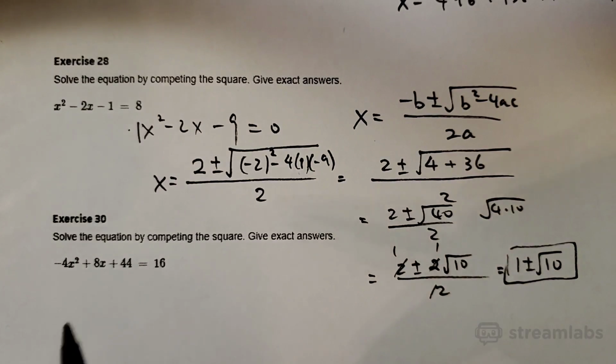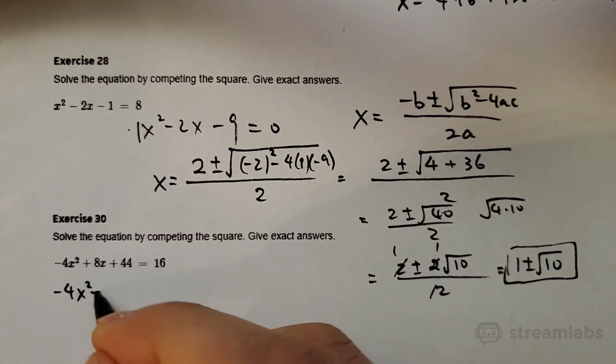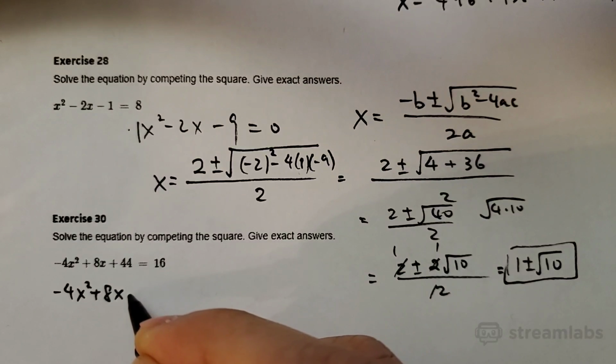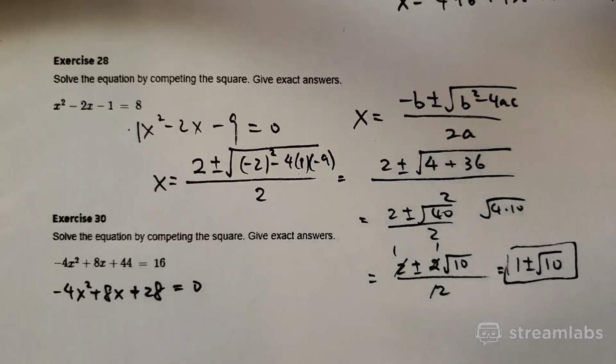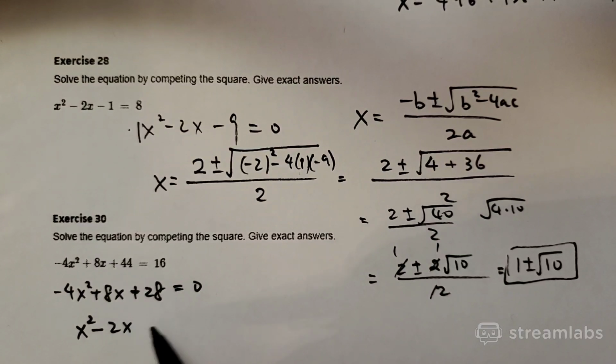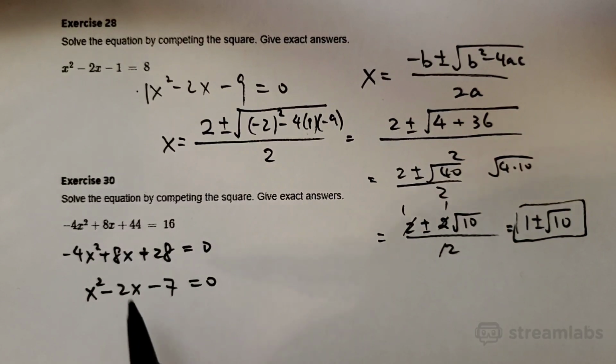And finally, for this one, I'm going to move this over first. So move the 16 over, I'll get plus 28, sorry, because I subtract 16. Now divide by 4 because they're all divisible by 4, so divide by negative 4. And we realize that, similarly to the previous one, you cannot do anything with this by factoring.